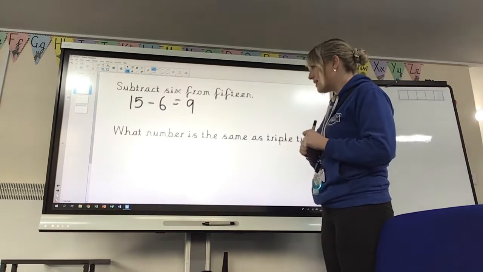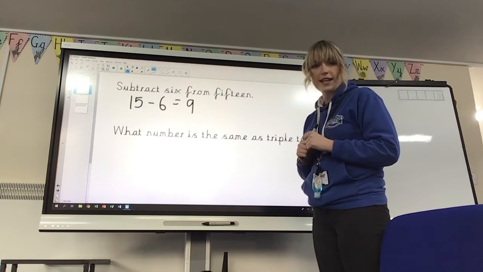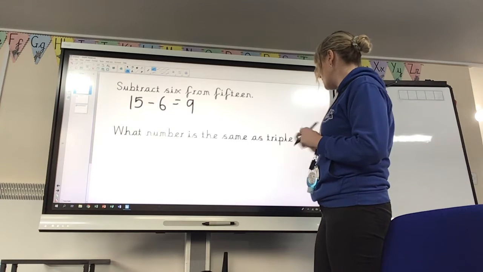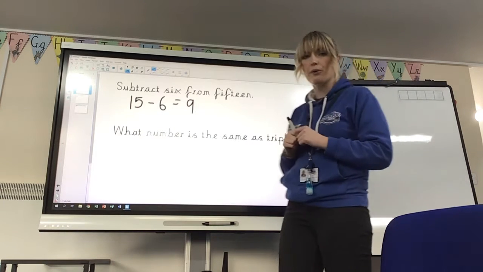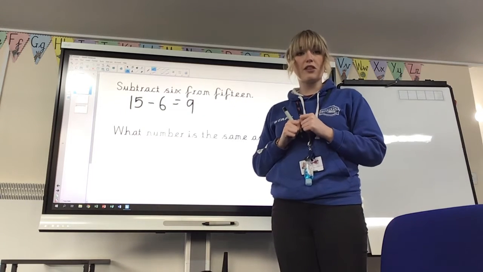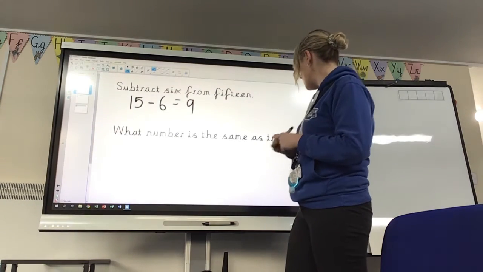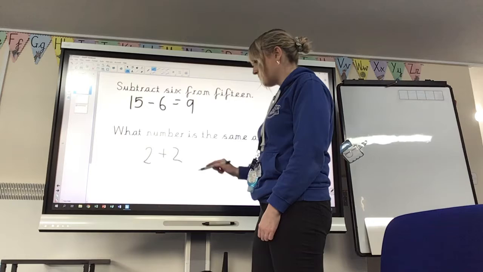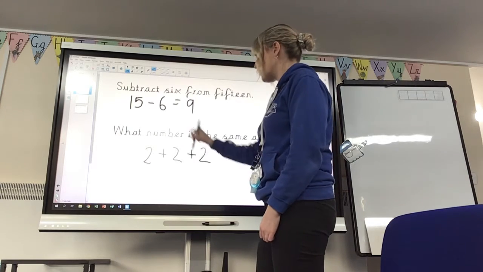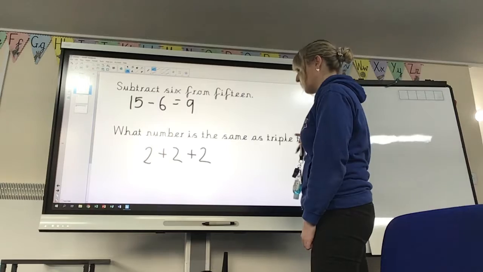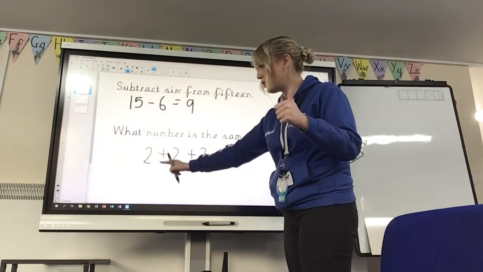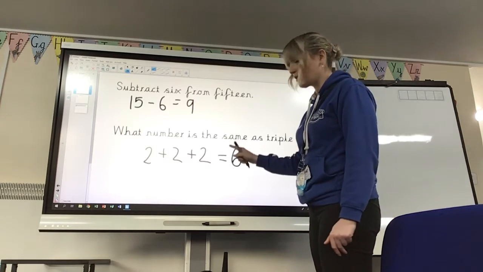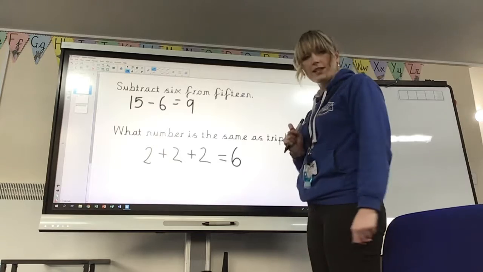The next question says, what number is the same as 222? So triple just means 3 lots of something. So I've got 3 lots of 2. So there's 1, 2, another 2, another 2. So what number is the same as 222? Well, I know that 222 is 2, 4, 6. So 2 add 2 add 2 is 6. So my answer would be 6.